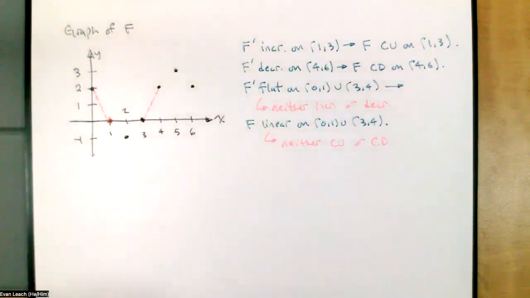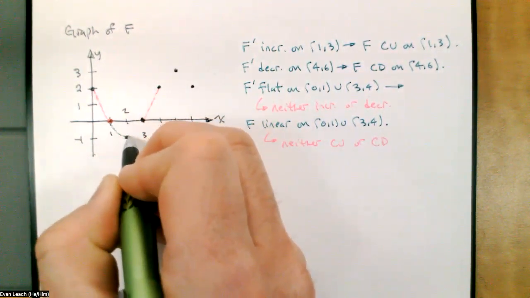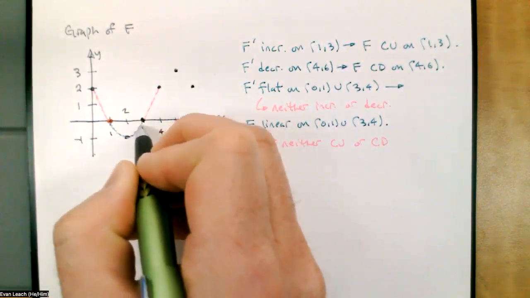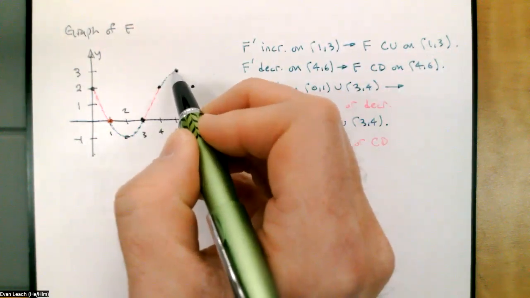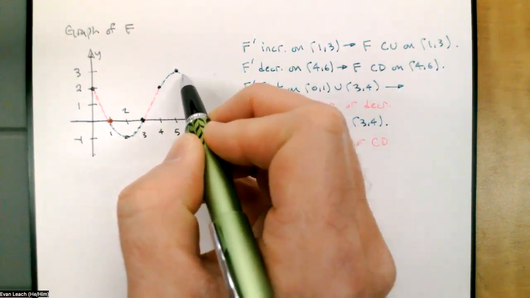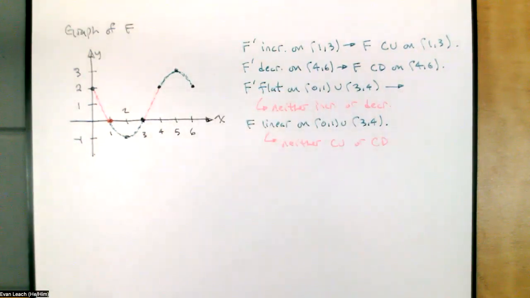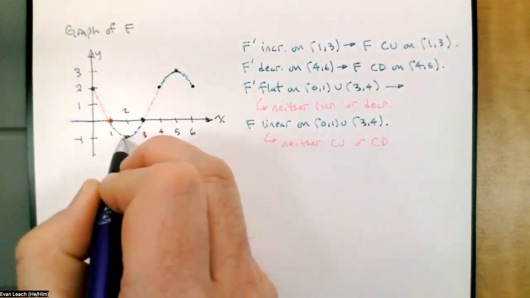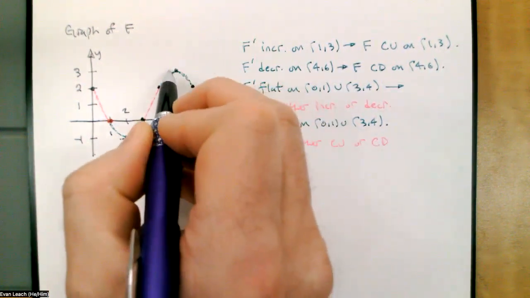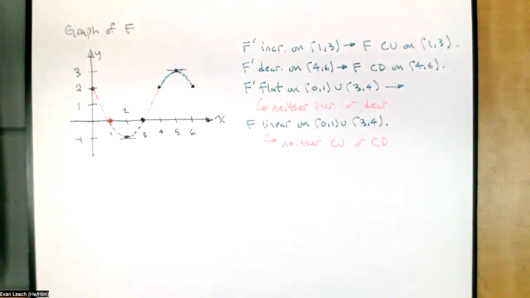We're going to draw the graph concave up on the interval from 1 to 3 and concave down on the interval from 4 to 6. We're also going to want to make sure that the graph is flat at 2 and 5. Now we have a nice detailed graph based on the blue.